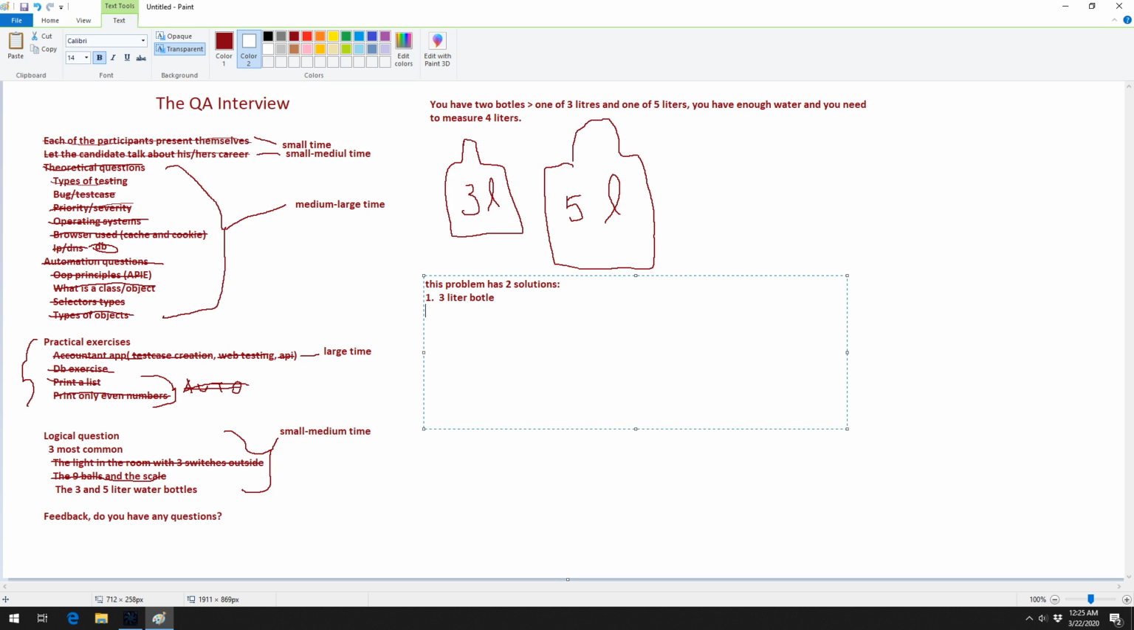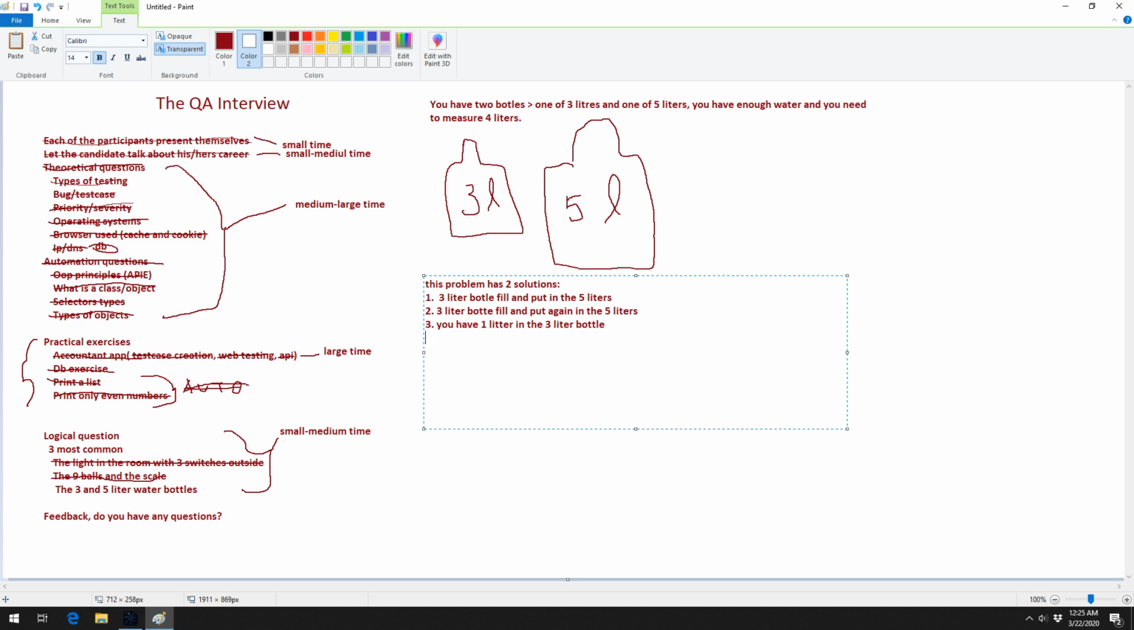How? Well, fill, okay, and put in the 5 liters, then the 3 liter bottle. I'm writing bottle wrong, sorry for that. Fill and put again in the 5 liters. You have 1 liter in the 3 liter bottle.